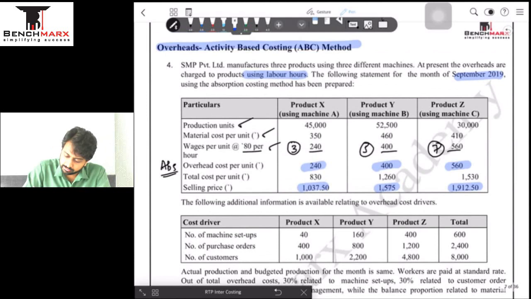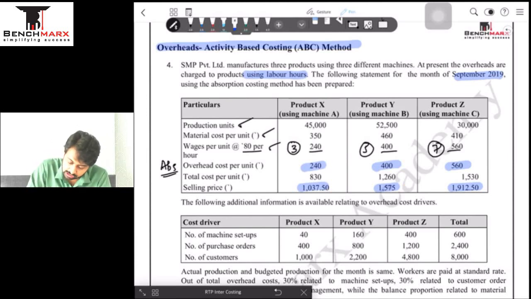Yes, 240, 400 and 560. Have they given the absorption rate per hour? But I can find out, because the labor hours are going to be the same for X, Y and Z, I mean 3, 5 and 7. The same hours are also going to be used to get my absorption amount.